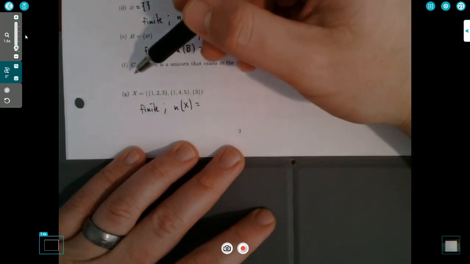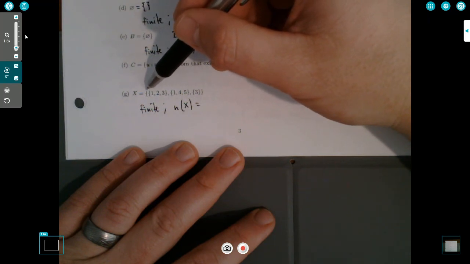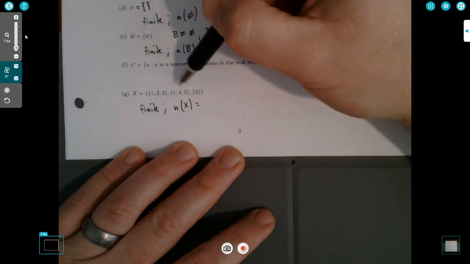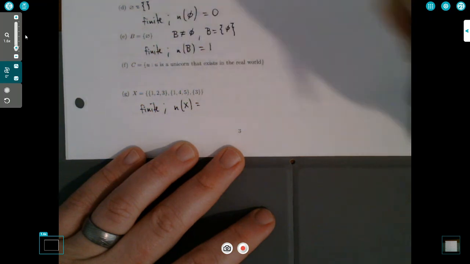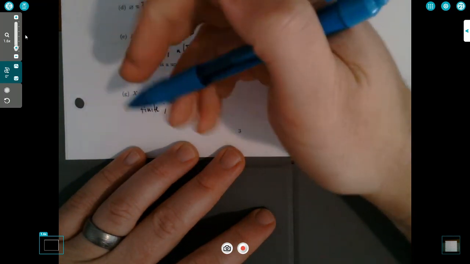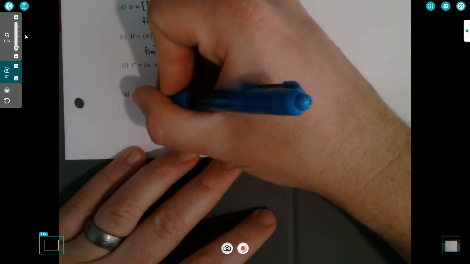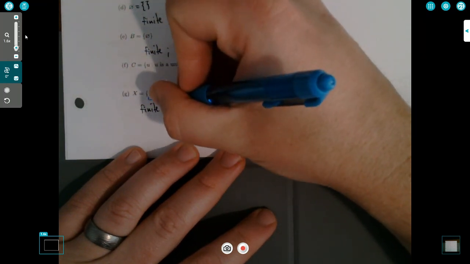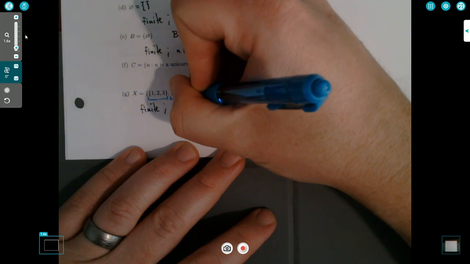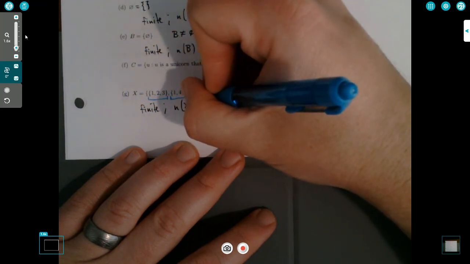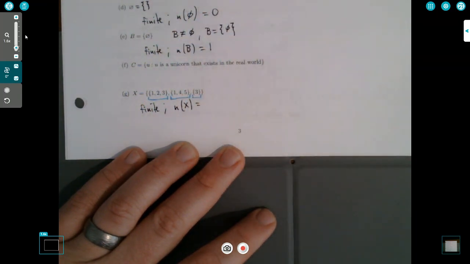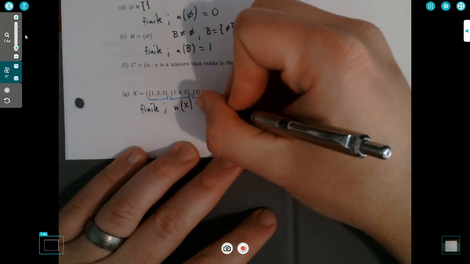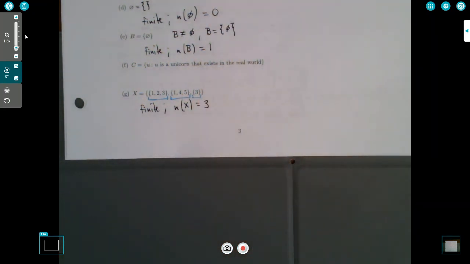Because look, the elements of this set are not the individual numbers. They're the sets, right? So here's one element. It's the set {1, 2, 3}. Here's another element. It's the set {1, 4, 5}. And here's another element. It's the set {3}. So the cardinal number of X would be 3. There are 3 sets inside of X. Okay, so that's the cardinal number of X.